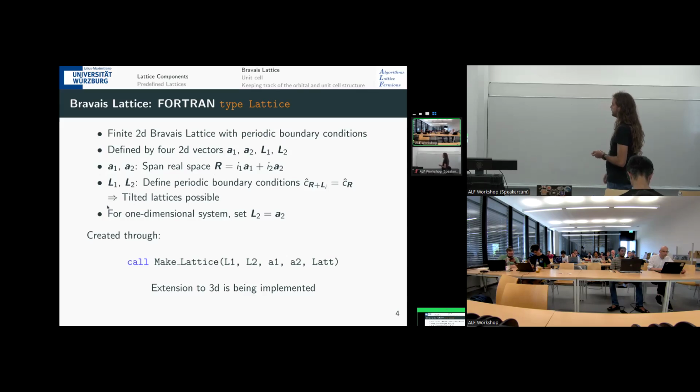and together this defines a finite size lattice. Since L1 and L2 do not have to be parallel to A1 and A2, tilted lattices with non-trivial topologies are also possible. For one-dimensional systems, we just set L2 equal to A2. The lattice is then created by calling make lattice and giving it as arguments the four vectors and the lattice, which will be filled by make lattice. Also, there's an extension to a three-dimensional lattice in progress.